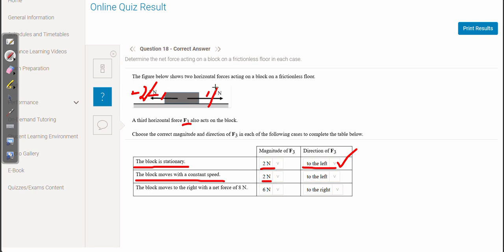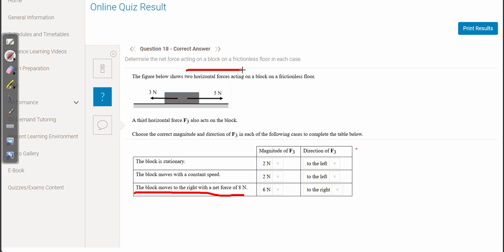Okay, so they're both acting on the same object. They will cancel out, and that's it, to the left, to support the 3, make it 5. In the last case, it's a bit tricky. The block moves to the right with a net force of 8 newtons. So the final force will be 8 newtons to the right.